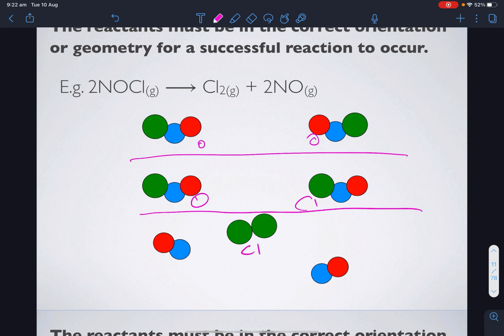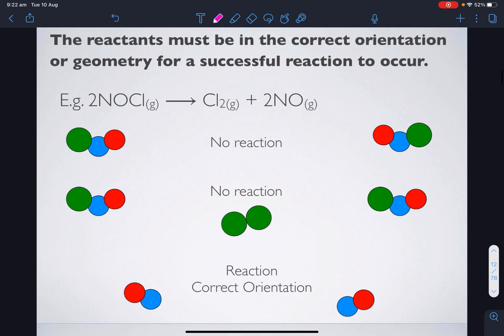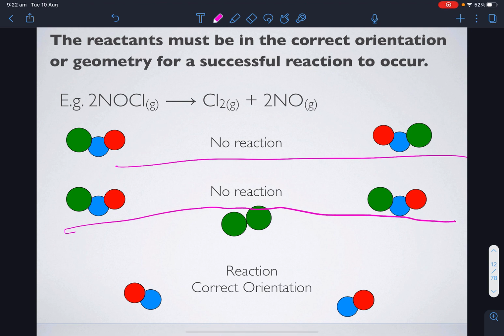Chlorine and chlorine have met to form Cl2 and NO and NO. Okay, so here we go. So in this orientation, no reaction. In this orientation, no reaction. And in the chlorine to chlorine orientation, there was a reaction because Cl2 was formed. So the correct orientation or geometry must happen for a successful reaction.